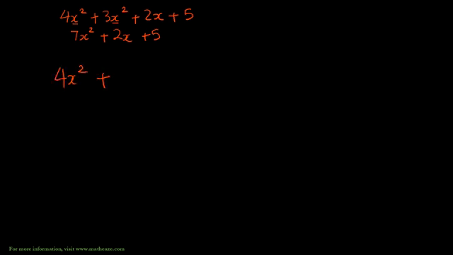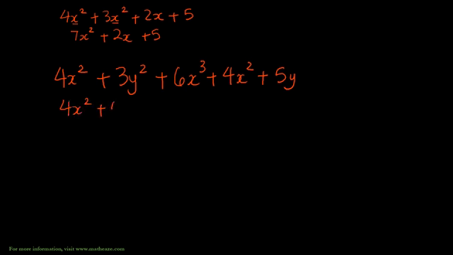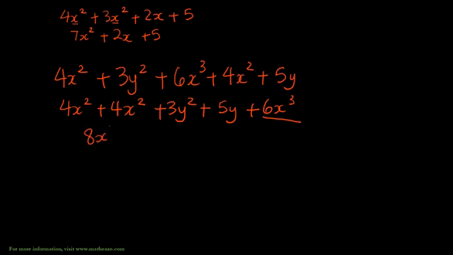Let's look at some other examples. 4x squared plus 3y squared plus 6x cubed plus 4x squared plus 5y. So we're going to group common terms together. So we have 4x squared plus 4x squared plus 3y squared plus 5y plus 6x cubed. Ideally, this shouldn't be there because it's a trinomial, so it shouldn't really be there. So 4x squared plus 4x squared gives us 8x squared. We have 3y squared, no common terms to it, and then we have 5y, and then of course 6x cubed. But I'm going to ignore this because it's not a quadratic. It's not part of the quadratic expression.